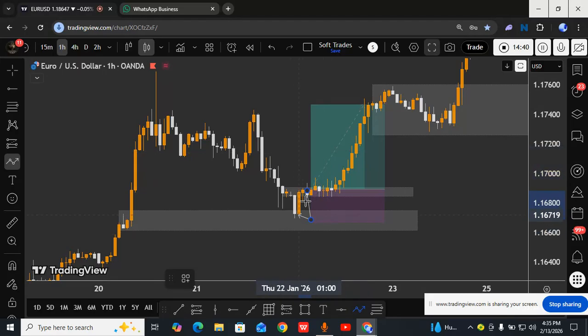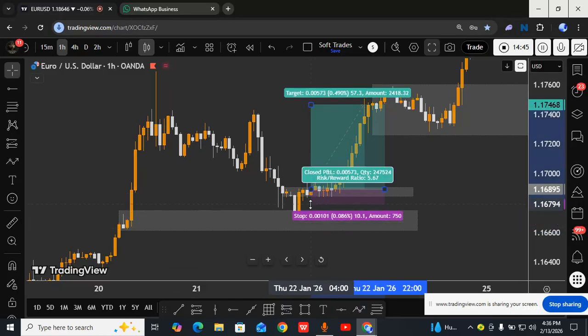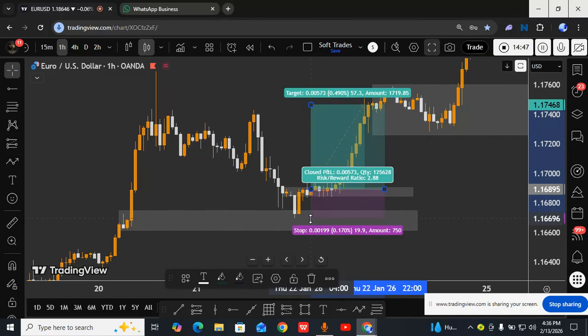So don't take a trade, like for example in this case now, and put your stop loss here. No, always make sure that your stop loss is below this level. Now you can wait for retracement so that you get a better risk to reward.